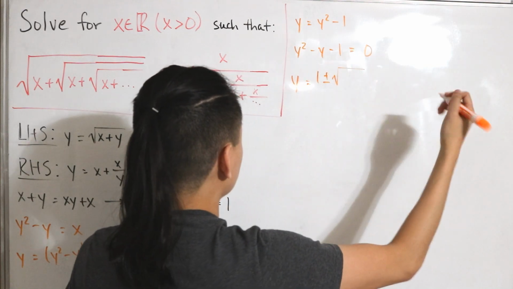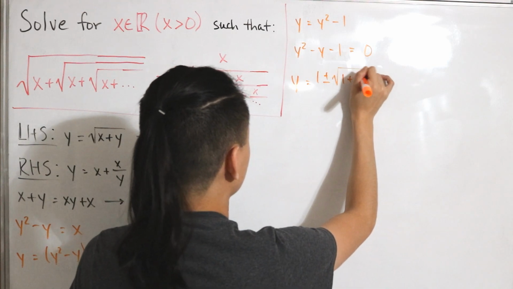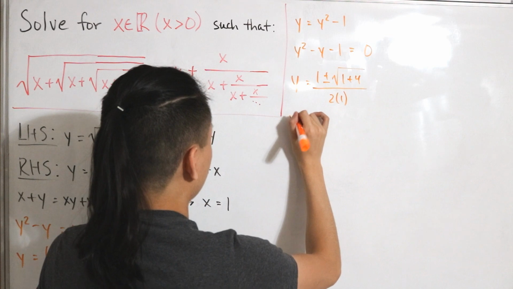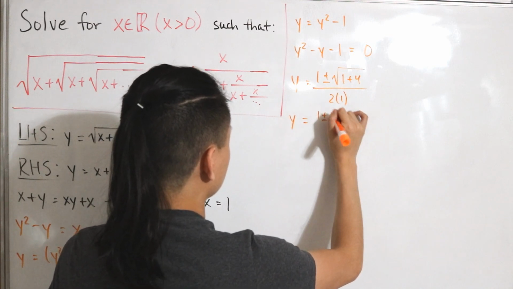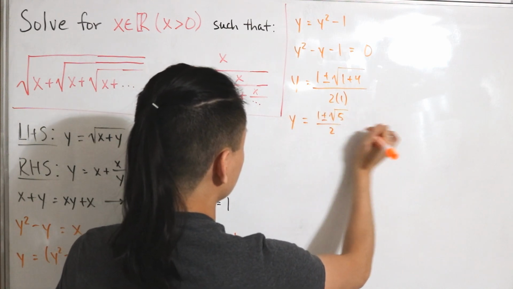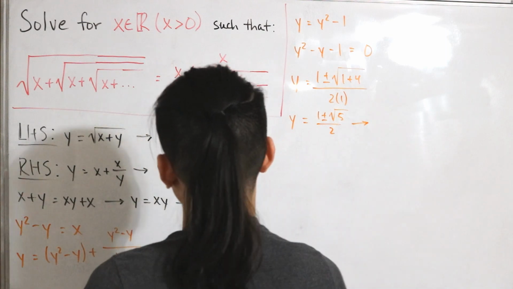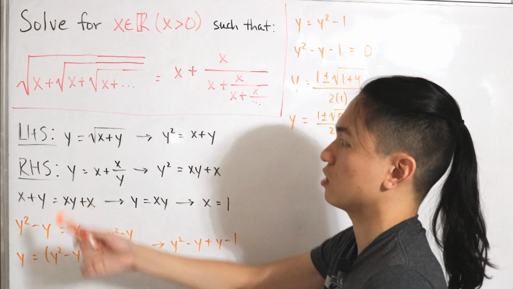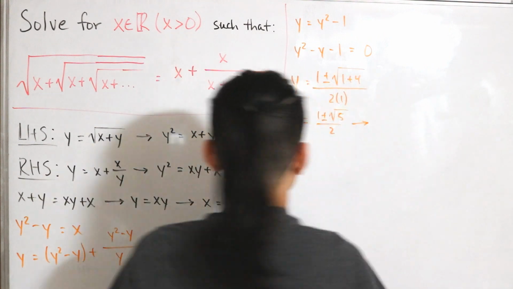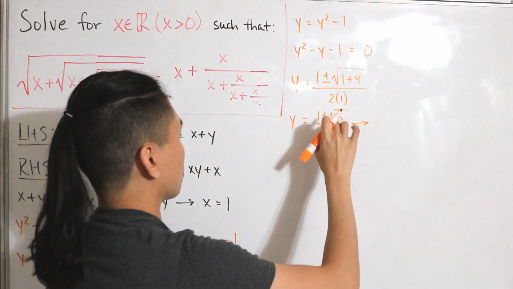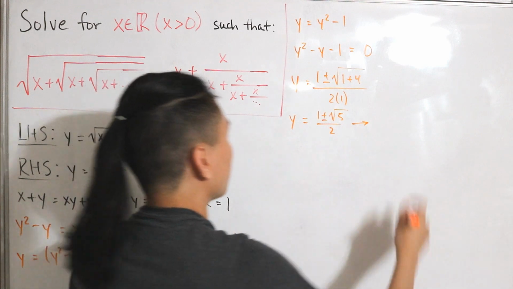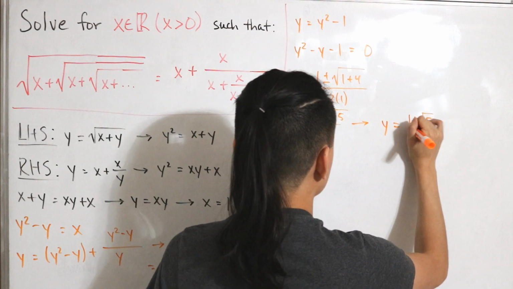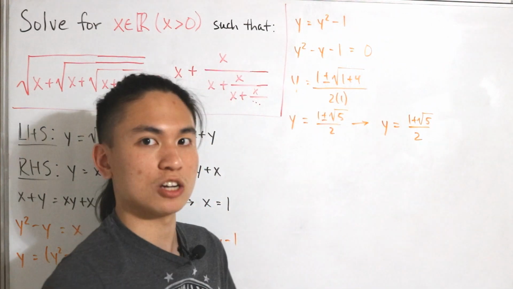And then -4 times 1 times -1, so there's going to be 1 plus 4. And all this is divided by 2 times 1. Therefore y is equal to 1 plus or minus the square root of 5, divided by 2. But keep in mind that y has to be strictly greater than 0, because x is greater than 0 with the whole substitution. So we can exclude 1 minus the square root of 5 divided by 2 as that's a negative number. The only solution is that y is equal to 1 plus the square root of 5 divided by 2, aka the golden ratio number.